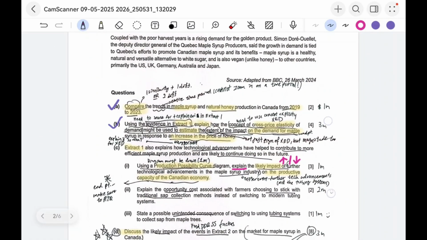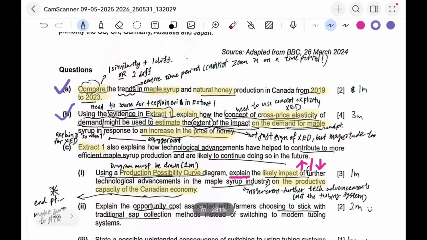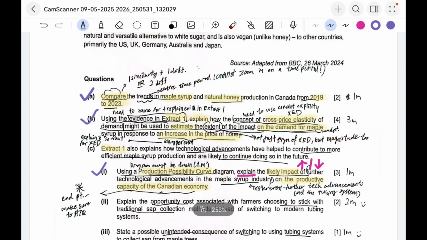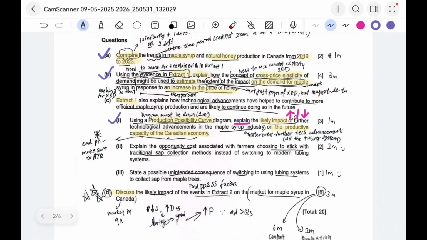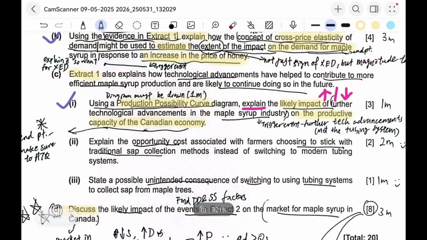Then for your C part 2, 2 marks. Okay, explain. So here the keyword is explain, so we highlight. Explain the opportunity cost associated with farmers choosing to stick with traditional sap collection methods instead of switching to the modern tubing system. Okay, so here the concept of opportunity cost we will explain a little further, but let's see what is the outcome of the question.